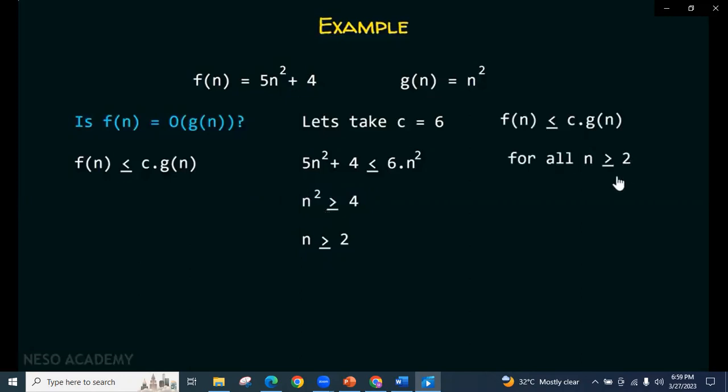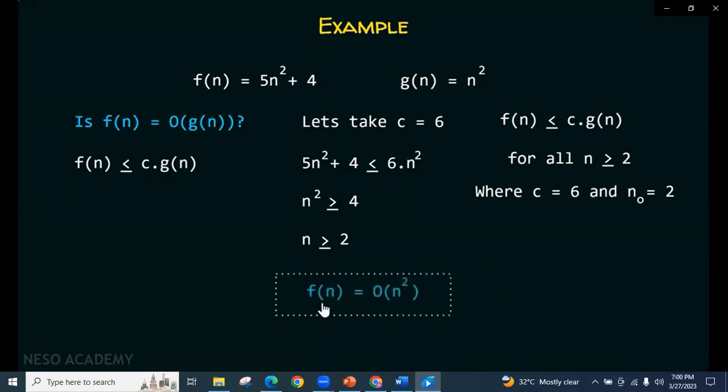Here n naught equals 2, where c equals 6 and n naught equals 2. Here you can see the n naught value is 2 and c, that is the constant, is 6. So with these constants, we will get that f(n) is less than or equal to c dot g(n). Here g(n) is representing the least upper bound on f(n). So what we can say about this function? f(n) equals big O of n square, which means that our function grows quadratically. So we can say that the growth rate of this function is quadratic. So this g(n) is basically representing the upper bound on f(n), that is the worst case time complexity.